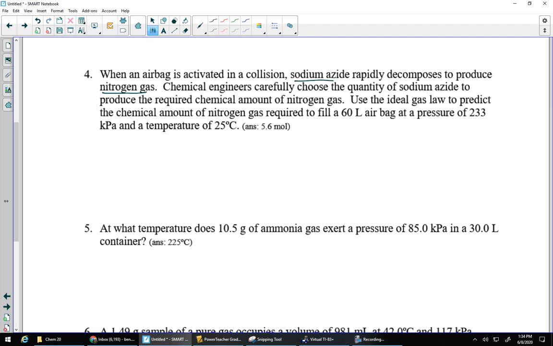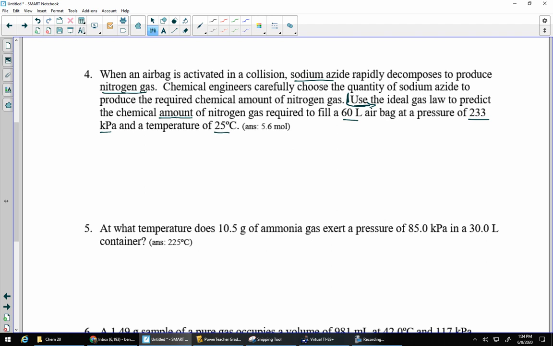Use the ideal gas law to predict the amount of nitrogen gas required, and here's the actual question, starting right here and going that way. Use the ideal gas law to predict the chemical amount of nitrogen gas required to fill a 60-liter airbag at a pressure of 233 kilopascals at a temperature of 25 degrees Celsius.